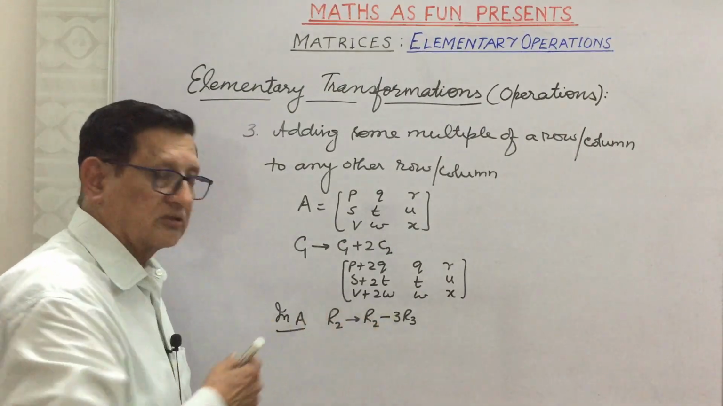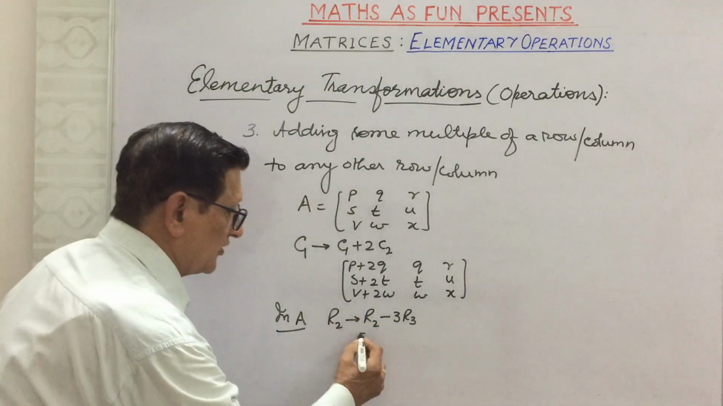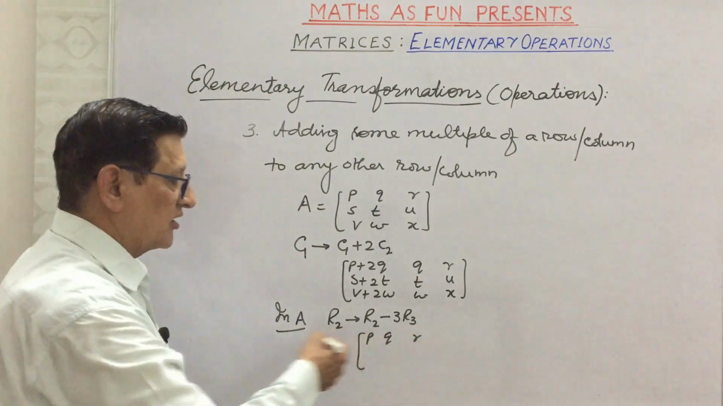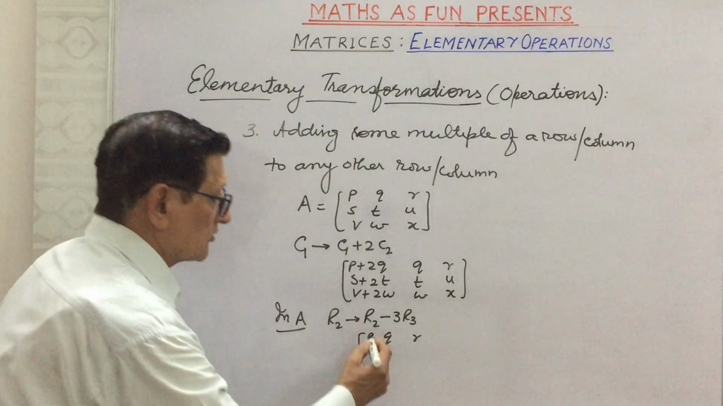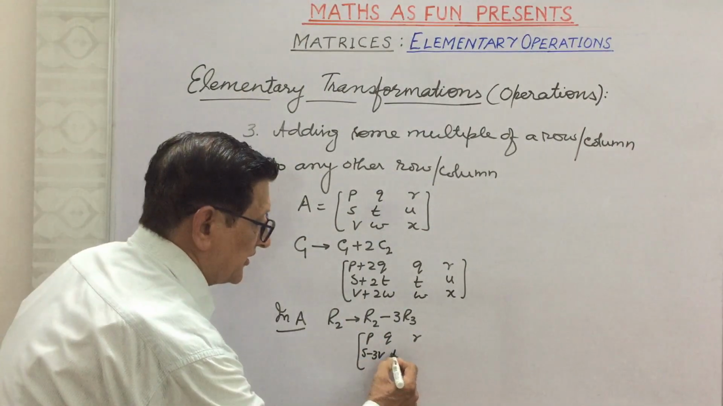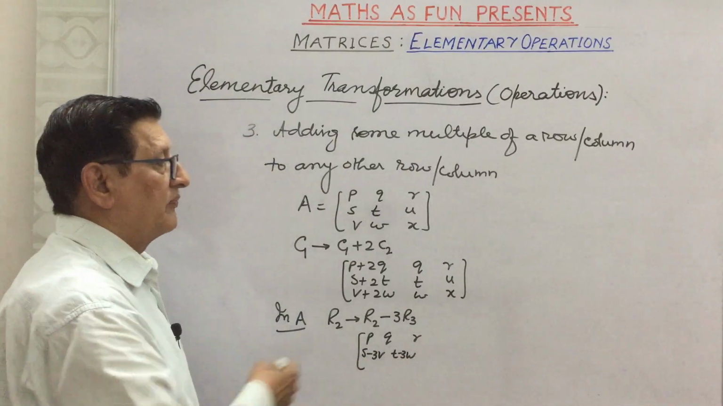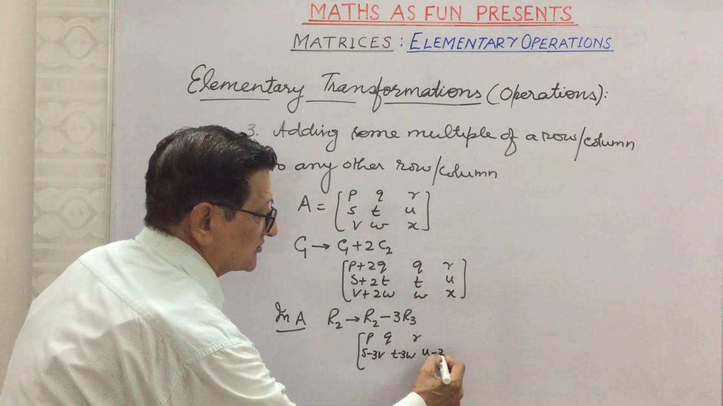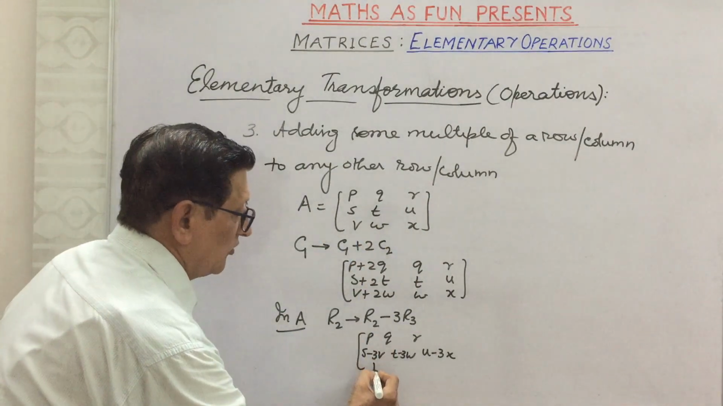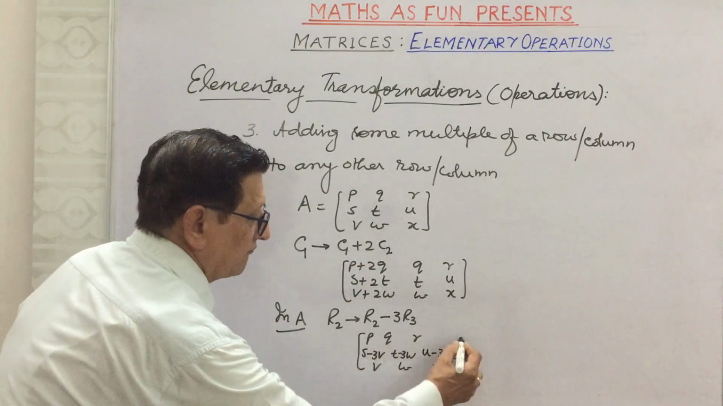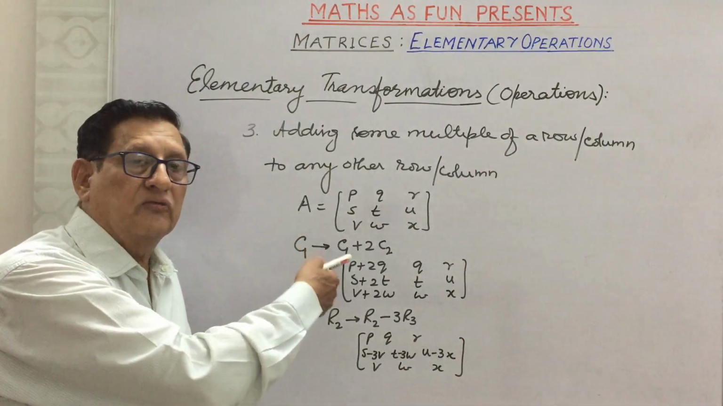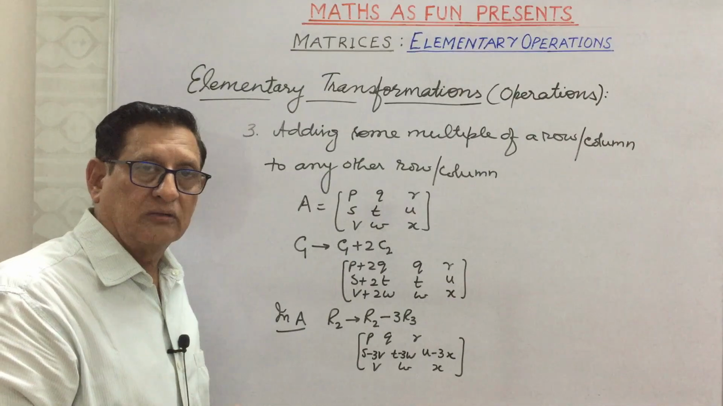This is the representation. And then the matrix which we obtain will be P, Q, R. The first row will remain same. Second row will become S minus 3V, T minus 3W, and U minus 3X. The third row will also be same. This is the way we can perform the third transformation in any of the matrix in the rows or columns.